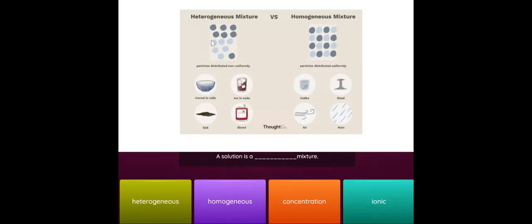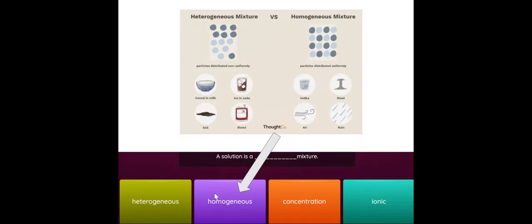It's just all mixed. Heterogeneous is, for example, like cereal and milk. Cereal goes into the milk, but it doesn't mix together. You can still see it. You see two clear different substances. So the heterogeneous mixture, you're going to have more than one particle or substance that you can see.